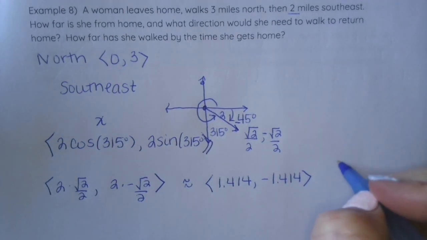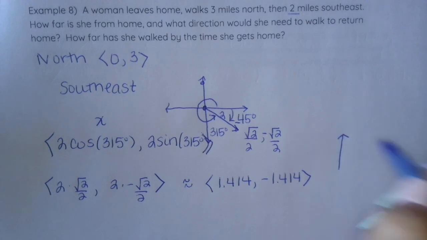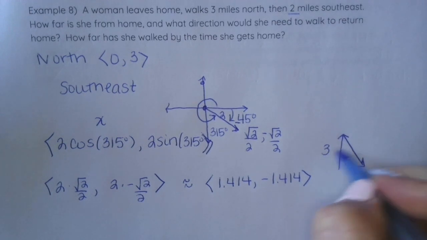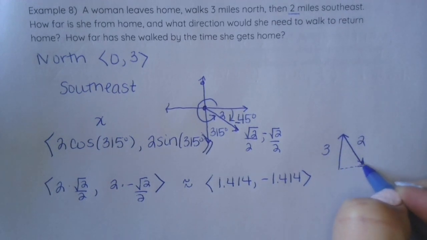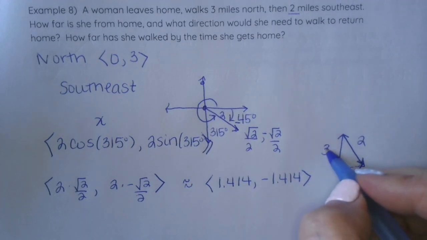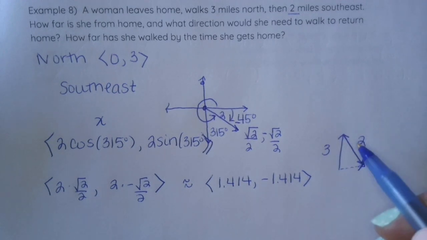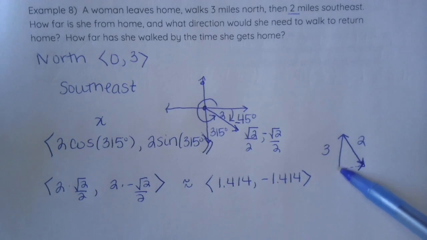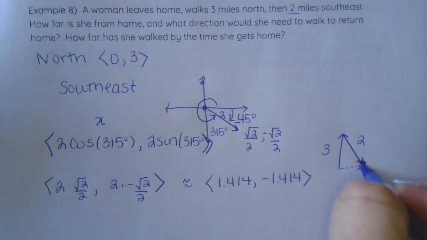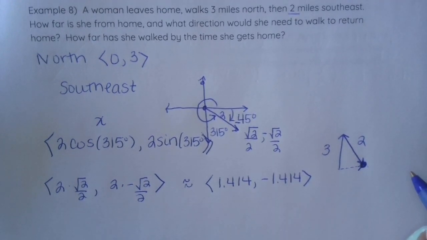So ideally what's happened is that we have walked 3 miles north. From here, we have then walked southeast 2 miles. We want to know how far we are over here. So we want to add our vectors together. And it's not as simple as 3 plus 2. I know that so far she's walked 3 plus 2, 5 miles altogether, but how far from home and at what direction does she need to return, and then how far has she walked by the time she gets home. So in order to find this location, this vector, where we can find the angle at which we're at, we'll need to add these together.